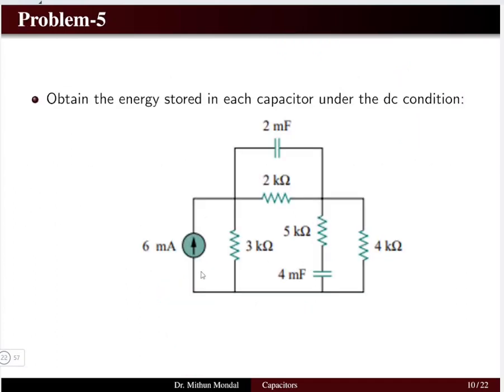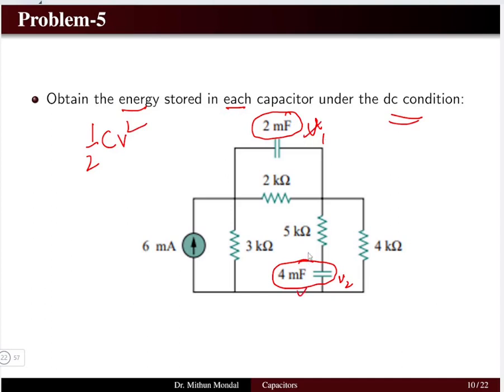Problem 5th. Now we are in the circuit problem. Obtain the energy which is stored in each capacitor under the DC condition. So we see we have a capacitor of 4 millifarad, and here we have a capacitor of 2 millifarad. So what is the energy which is stored, V1 and V2? First we have to find the voltage, and then we can find the energy, because energy will be equal to half CV square. So I need to find the voltage first, and then I can determine what is the energy which is stored in the two capacitors.